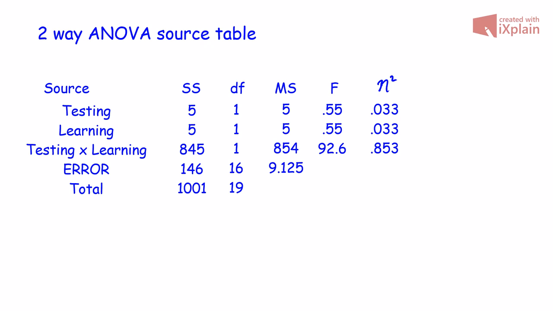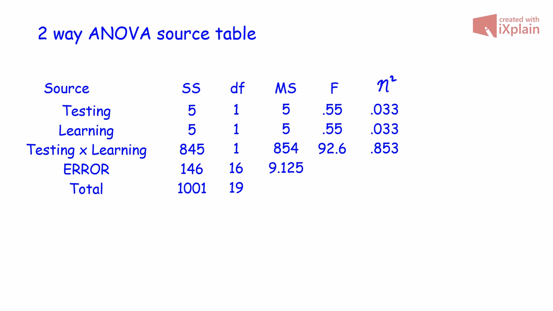The first independent variable is testing, the second one is learning, and the third is not really an independent variable per se, but it's the interaction of the two independent variables. So we have three tests, right? Just like we started with. We have the main effect of testing, the main effect of learning, and we have the interaction of testing and learning. And then we have error, and then we have total.